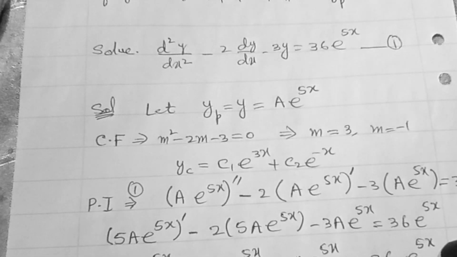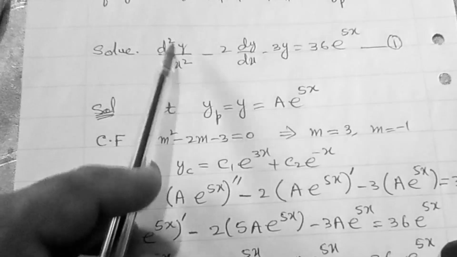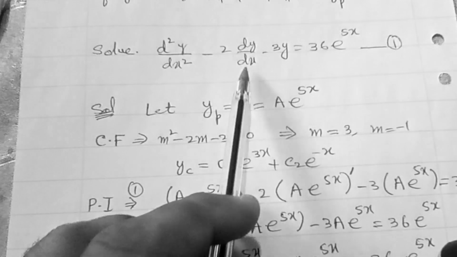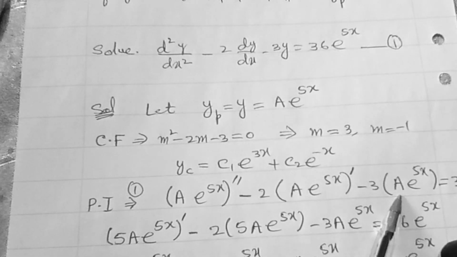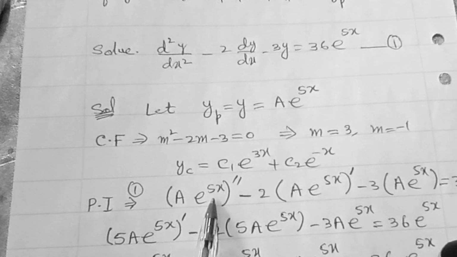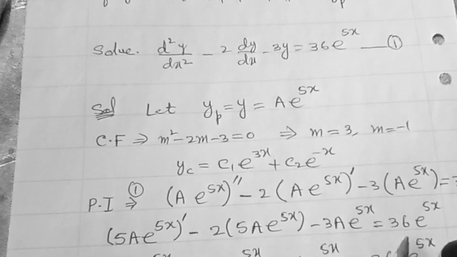So we will substitute the value of y in the entire equation. Here we have a second order derivative, so when we substitute the value of y, we must differentiate it two times, and for the first derivative term, we differentiate one time, minus 3 times the value of y is equal to 36 exponential 5x. The first derivative: a is the constant coefficient, and the derivative of exponential 5x would be 5 exponential 5x. So this will be 5a exponential 5x, minus 5a exponential 5x for the derivative of this term, and 3a exponential 5x is equal to 36, which remains the same.